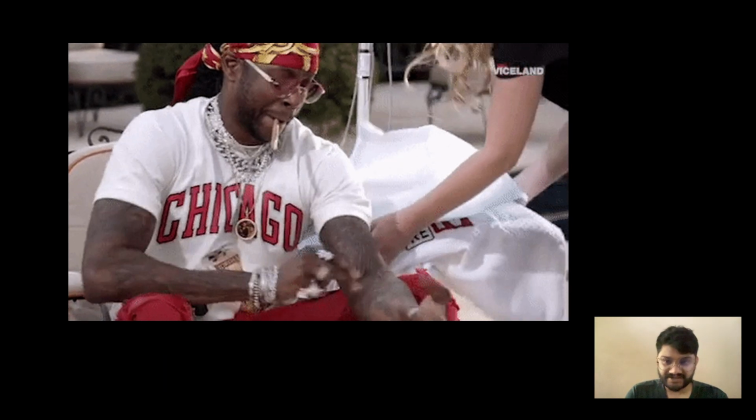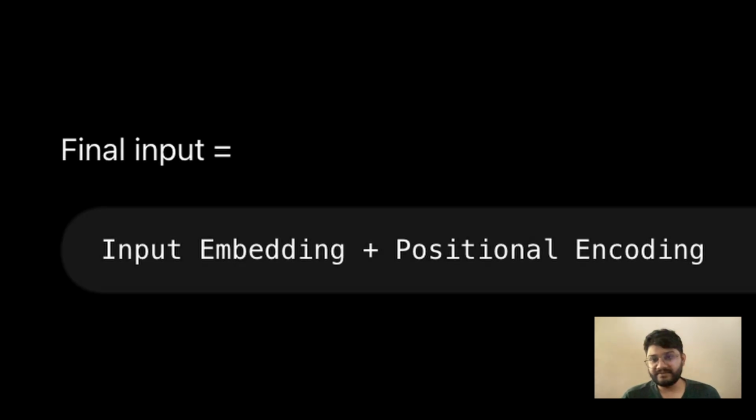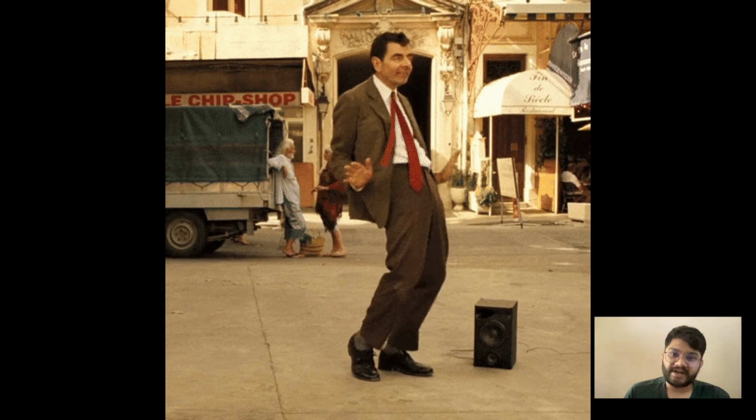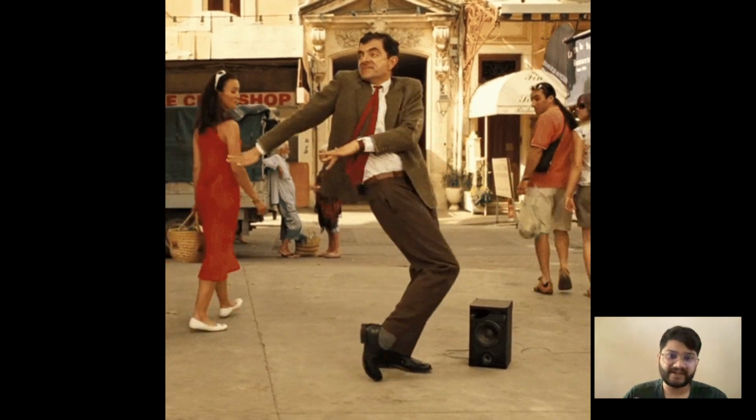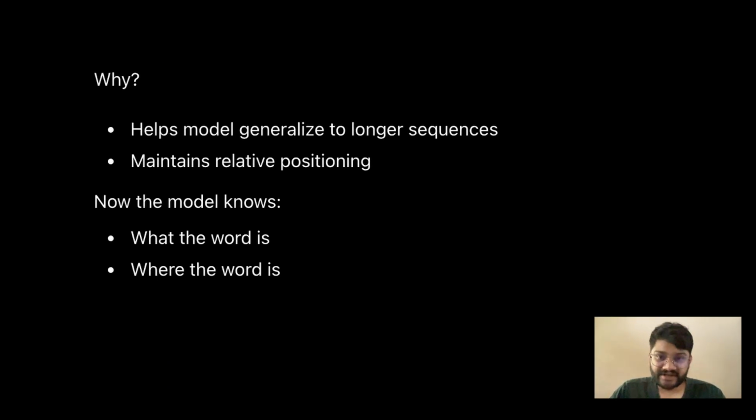Since the transformer processes all words in parallel, we must inject positional information. We add positional embeddings. So the final input becomes input embedding plus positional encoding. The positional encoding uses sine and cosine functions of different frequencies to perform this operation. So why is it needed? It helps the model generalize to longer sequences and maintain relative positioning. So now the model knows what the word is and where the word is.